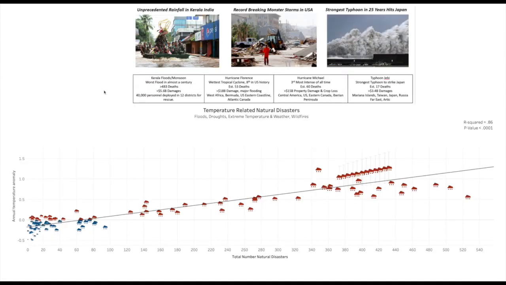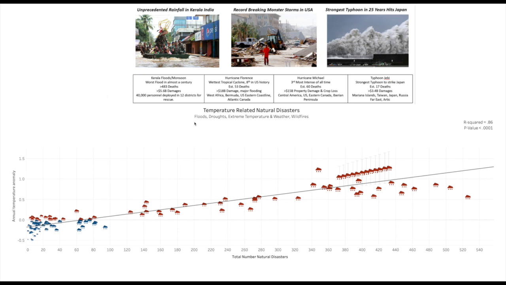We talked about the drivers of global warming. Now we're going to demonstrate the link to natural disasters. In the past decade, we've experienced some of the biggest disasters in history. Unprecedented rainfall in India, record-breaking storms in the US, the strongest typhoon in 25 years to hit Japan, billions of dollars in damages, and hundreds of lives being taken. These disasters are affecting all of us.